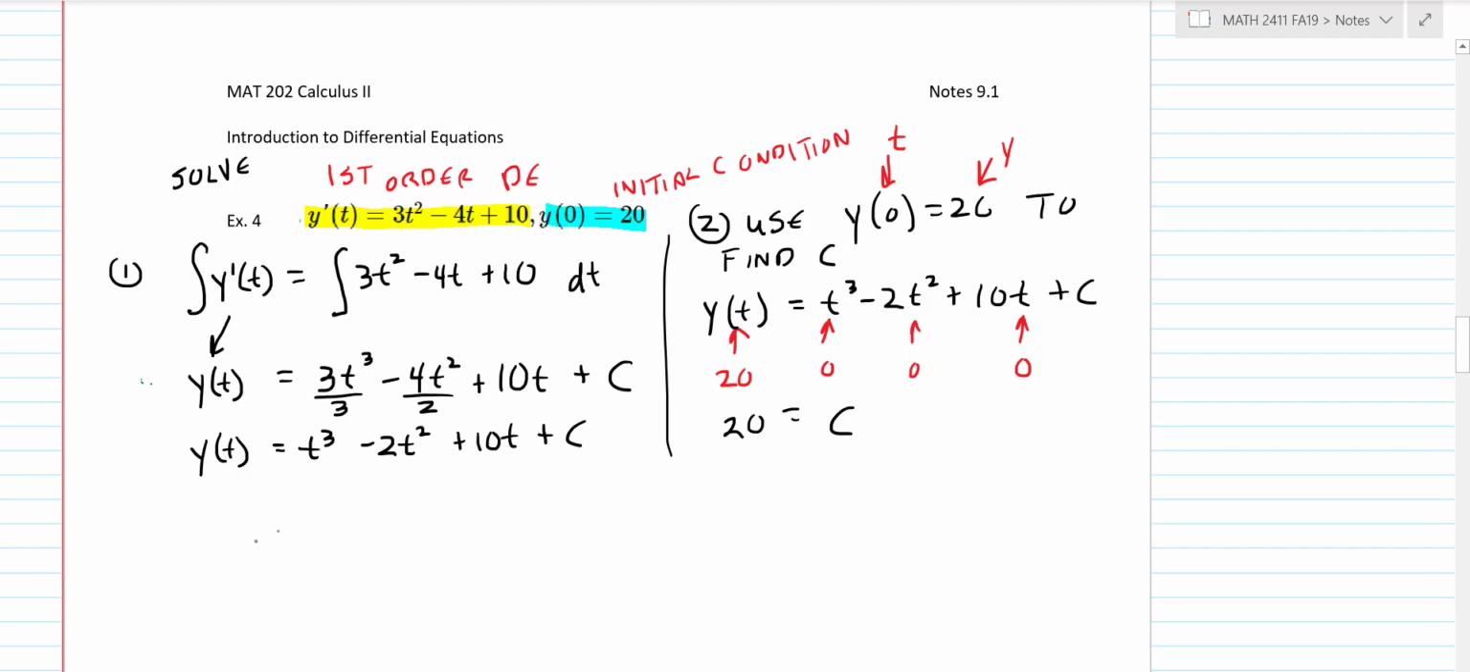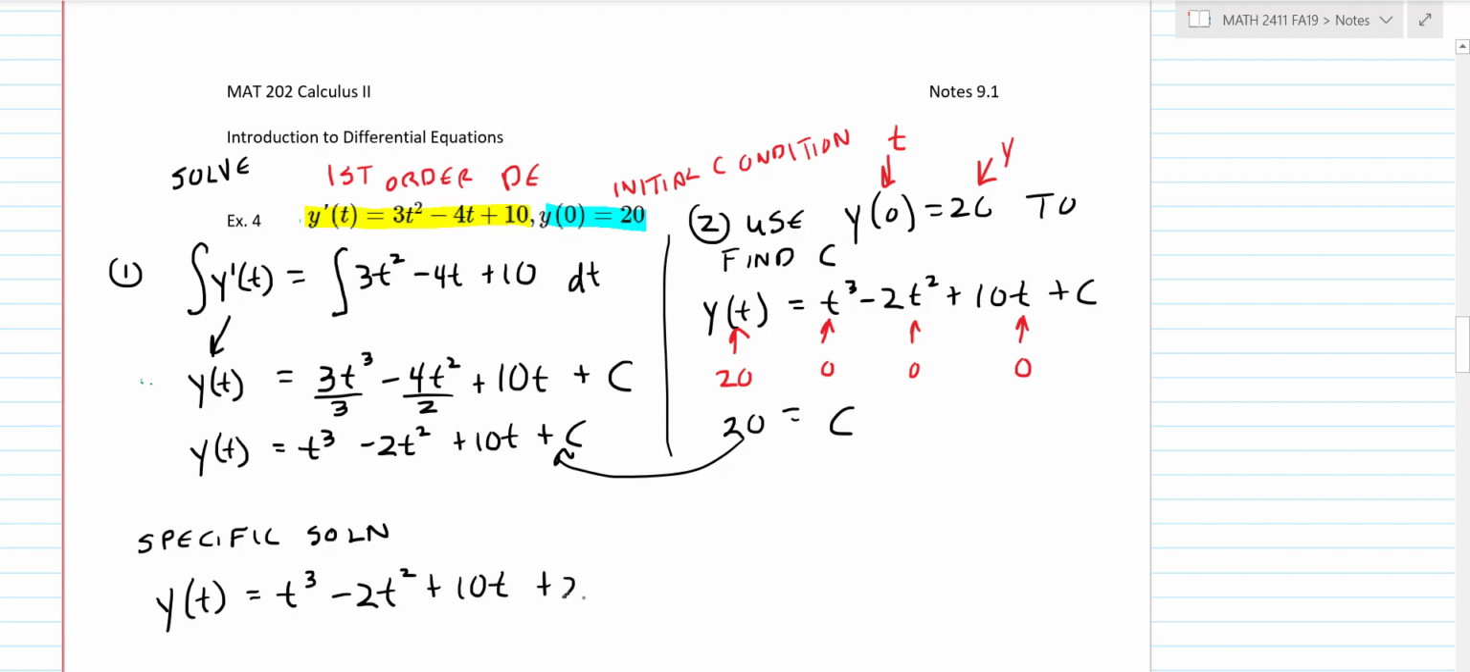All right, so that means that the specific solution is going to be this. We just put it all together. We know that c is 20, so the solution is y of t is equal to t to the third minus 2t to the second plus 10t plus 20. Okay, so that will be your solution to your differential equation.